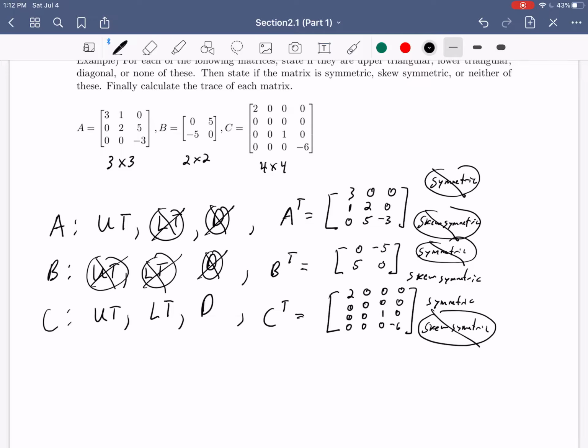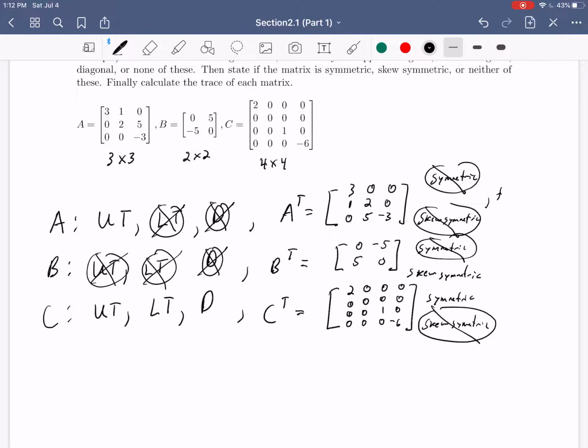Okay. Last thing to do is calculate the trace of each of these. So trace of A, well, that would just be adding up the diagonal elements. So it would be 3 plus 2 minus 3. So it looks like trace of A would be equal to 2. So notice that the trace is just a number, right? It's not a matrix or anything. It's just a number. It's a property of the matrix.